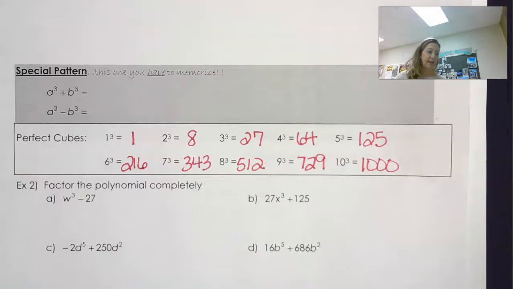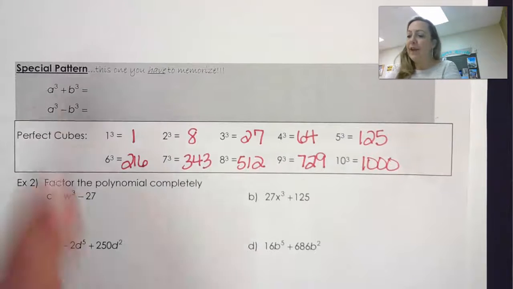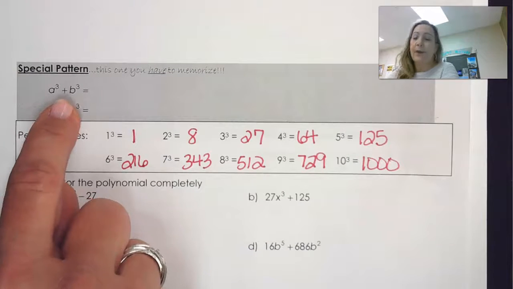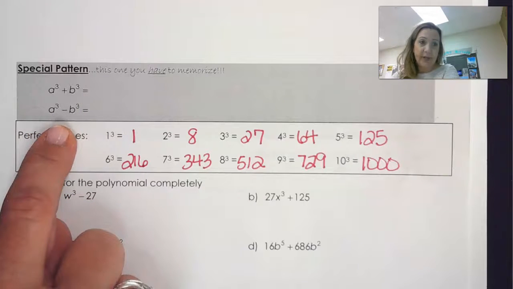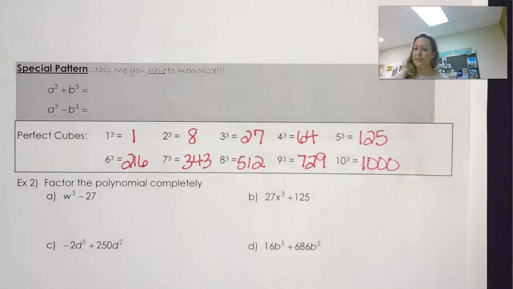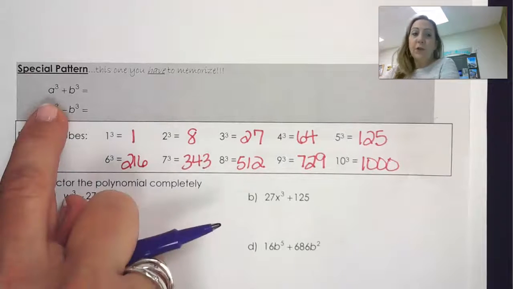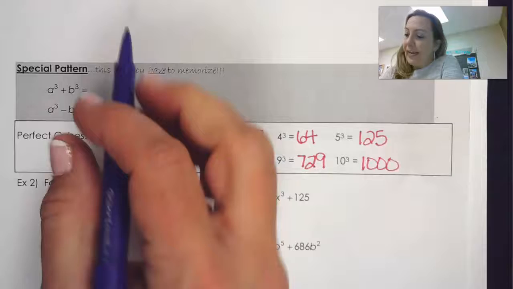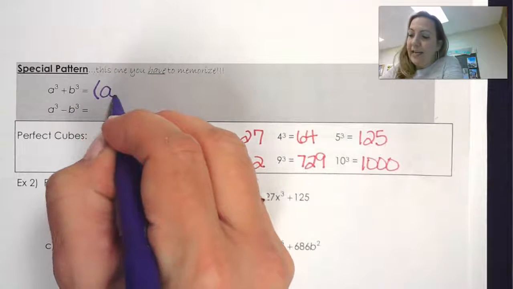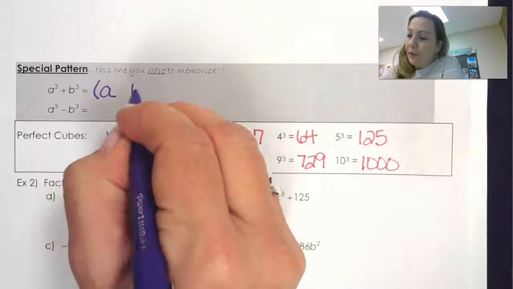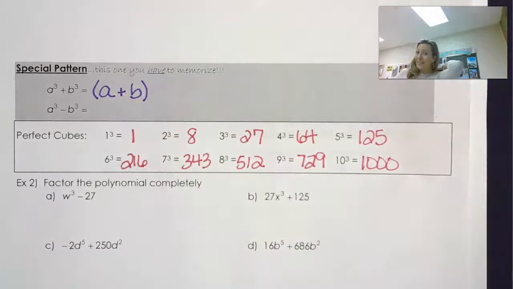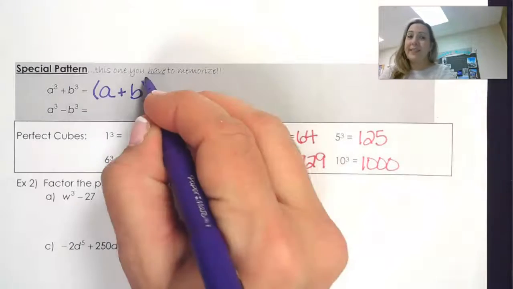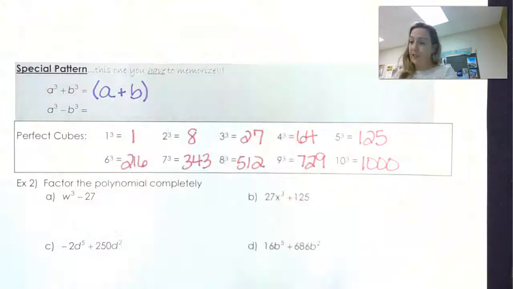So what is the special factoring pattern? Well, the special factoring pattern is to factor when you have two perfect cubes that we're adding or subtracting. Now, of course, first what we're going to do is think about what the cube roots are in each one. So we're going to take the cube root of a cubed, which is a, and the cube root of b cubed, which is b, and that's going to be one of my factors. But let me tell you what we don't do. This is not equal to a plus b cubed.